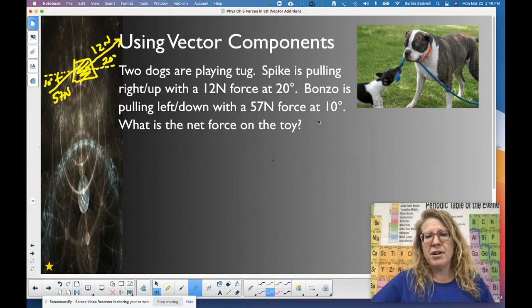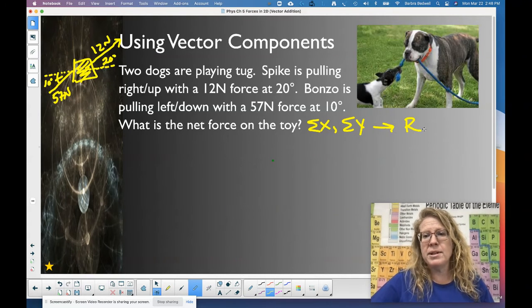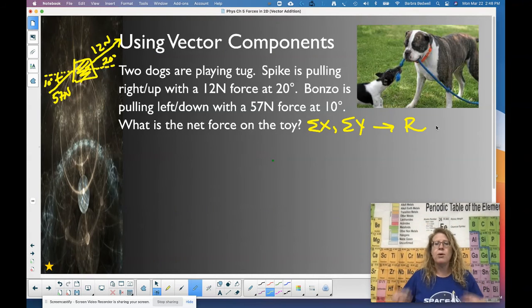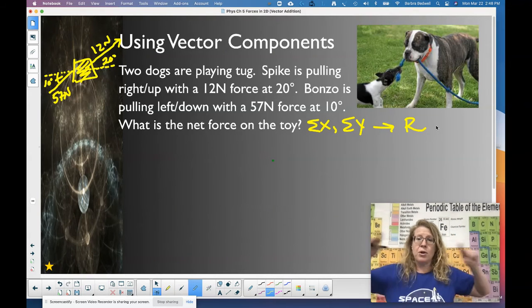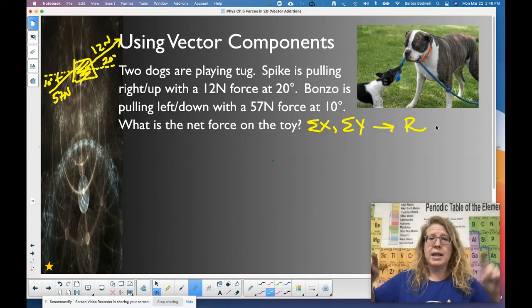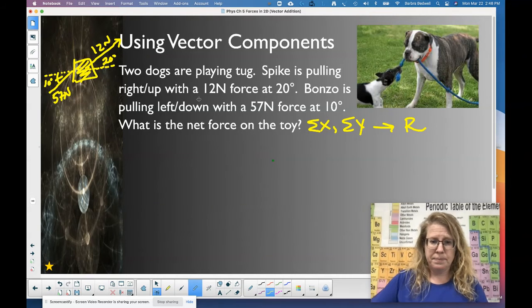This means that we need to figure out our net force. We have to figure out the sum of our x's and the sum of our y's, and we're going to use those to figure out what our resultant is. That's what we're trying to do. How do these add together? Now they're going opposite directions, so we have to really keep track of our negative signs. This is going to be important for what we are up to.